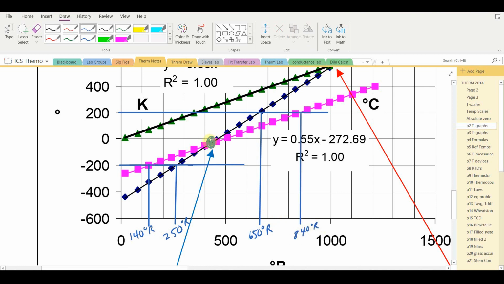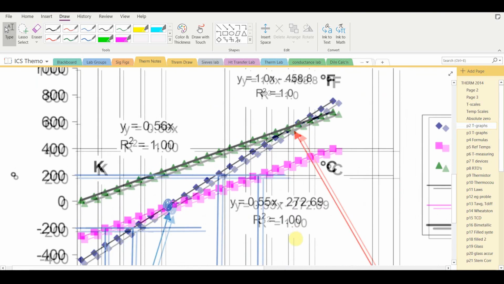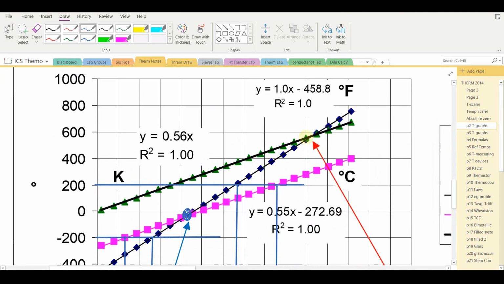So at any temperature above this point of intersection, a temperature on the Celsius scale is actually hotter than the same temperature on the Fahrenheit scale. And that's because the Fahrenheit scale is exaggerated. The slope is greater by a factor of 1.8 times. Now those same arguments can be applied to Fahrenheit and Kelvin temperatures, because Kelvin and Celsius have the same slope, and Fahrenheit slope is greater by a factor of 1.8.